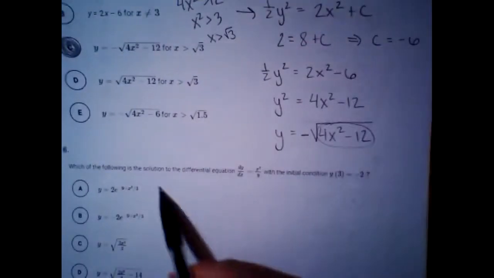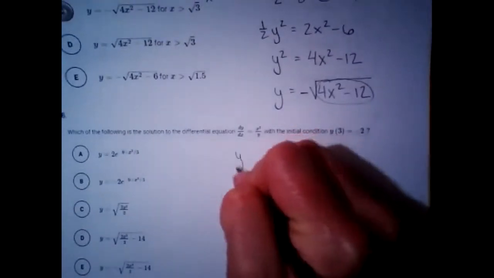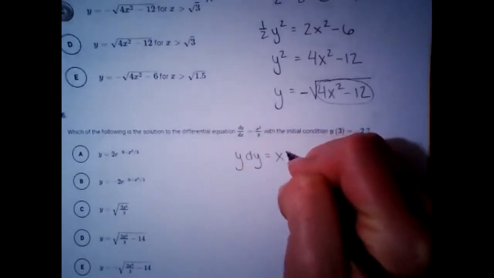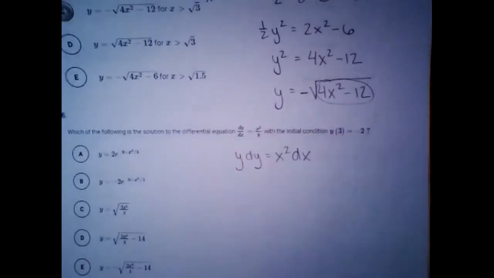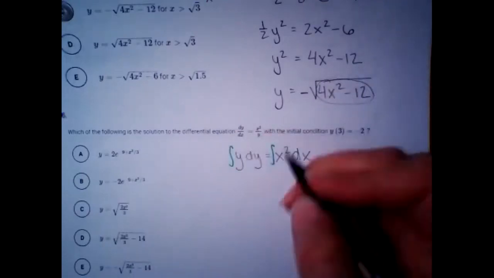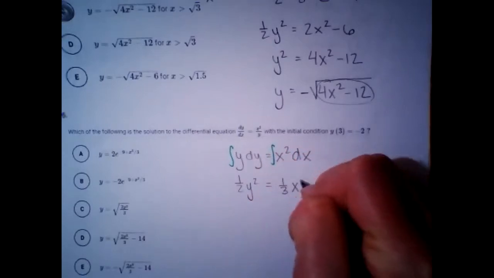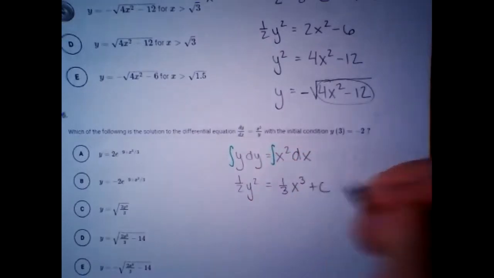All right, which is the solution to this differential equation? And then our initial condition is 3, -2. So this one again is going to be basically just cross multiplication. All right, so that's going to be 1/2 y squared equals 1/3 x cubed plus c.